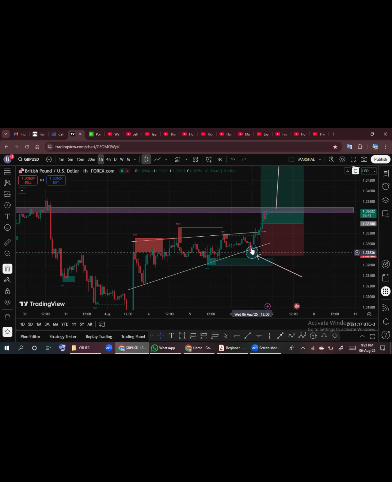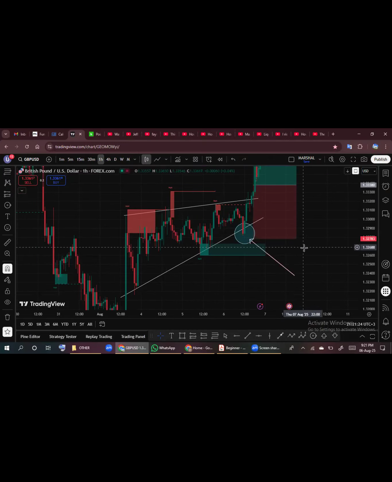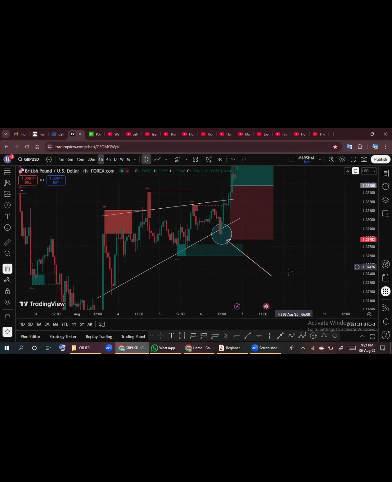Okay, so let's say you want to enter a trade here. If, for example, you want to risk maybe 25 pips, so you want to risk 25 pips on this trade, let's say 25 pips when you measure from here to this point is your 25 pips.